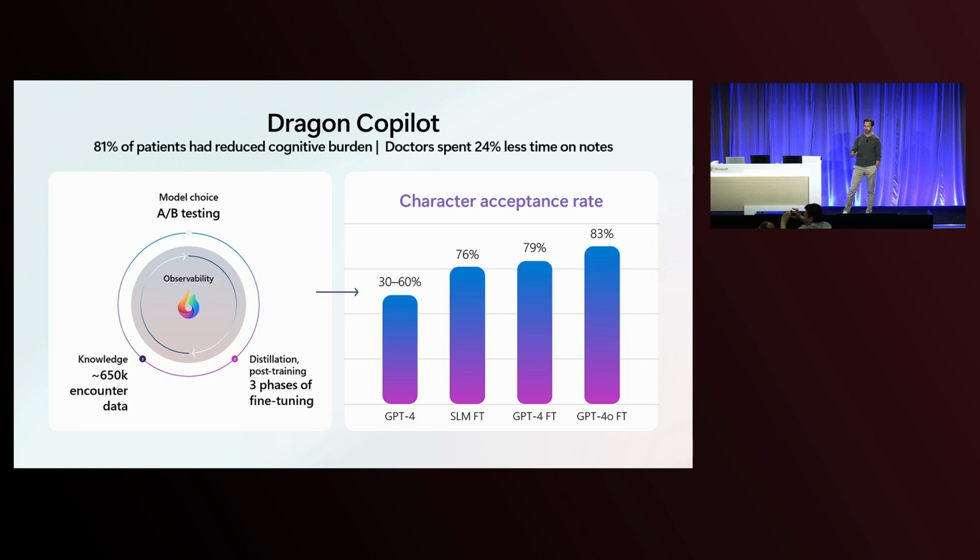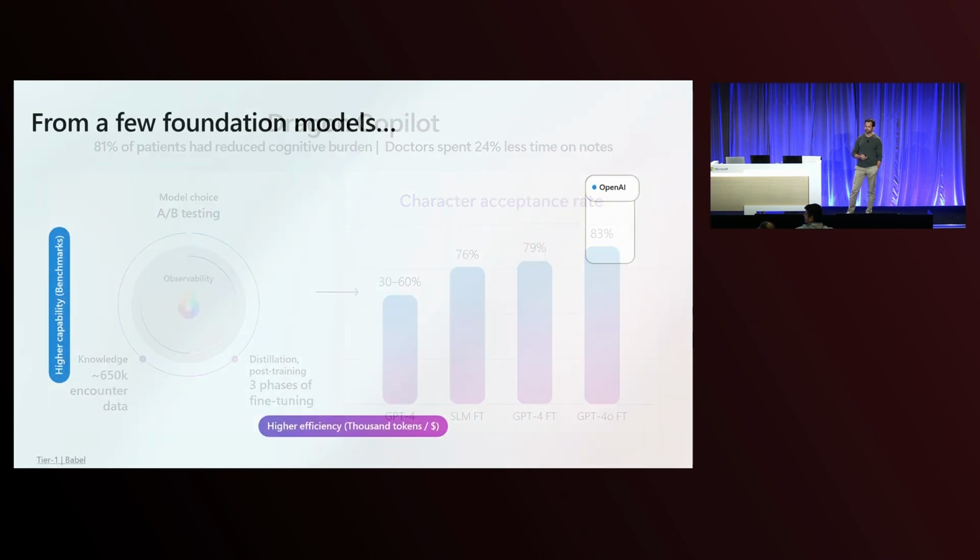Now, in this case for Dragon Copilot, they collected 750,000 samples of interactions with patient data. They annotated those. They continuously fine-tuned until it became one of the world's best. And so today we're going to show you how to do this sort of thing as well.